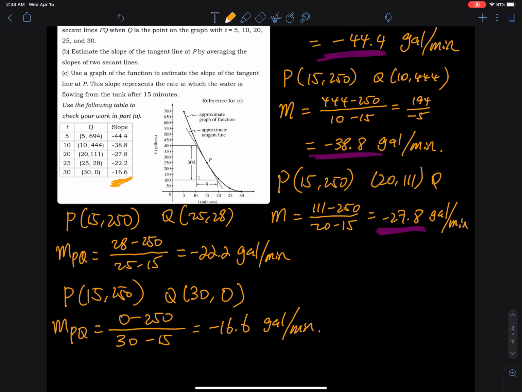So these are the numbers right here. That is your part A, and then in part B, estimate the slope of the tangent line at P by averaging the slope of two secant lines. So this one, we have to pick two secants.